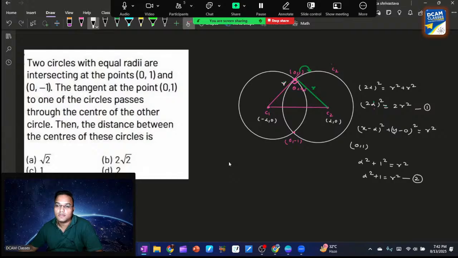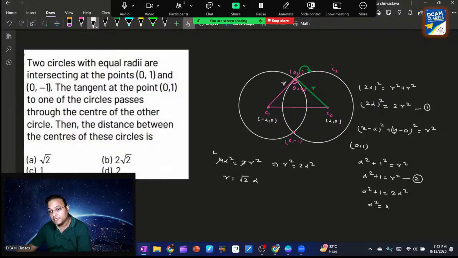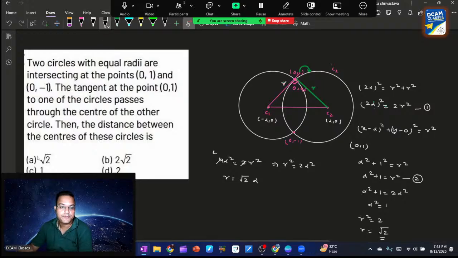Actually, I have almost solved this question. This is 4 alpha square is equal to 2r square. Let me solve it completely. r is equal to root 2 alpha, or r square is equal to 2 alpha square you are getting here. 2 alpha square plus 1 is equal to 2 alpha square. Alpha square is equal to 1. So r square is equal to 2. r is equal to root 2. Answer is A.